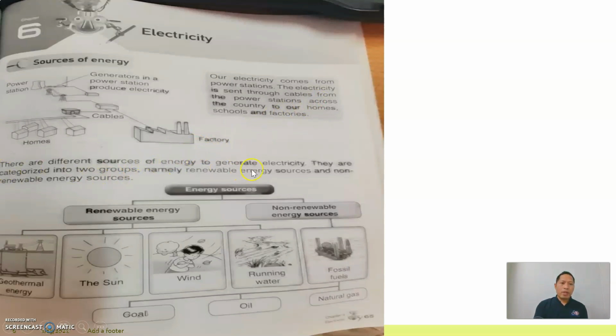There are sources of energy to generate electricity. They are categorized into two groups, namely renewable energy and non-renewable energy. This time, we're going to focus on two energy sources. One is renewable energy and the other is non-renewable energy. So first things first, renewable energy. From the word renew, it can be used in daily life or in daily activity.